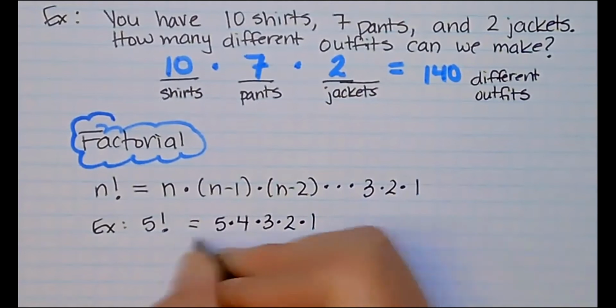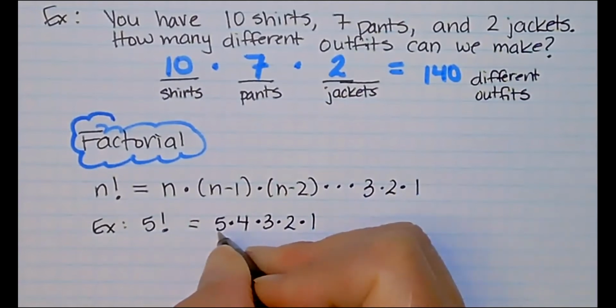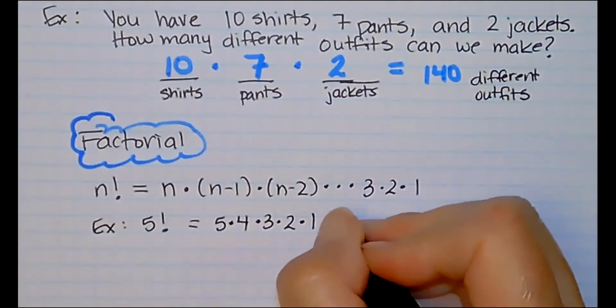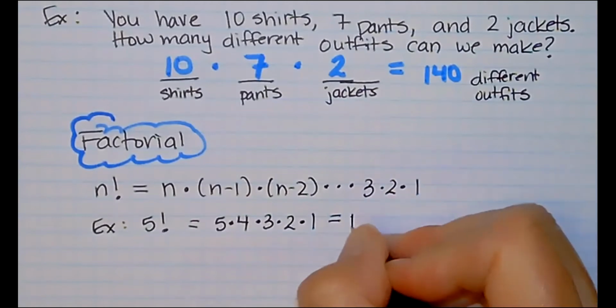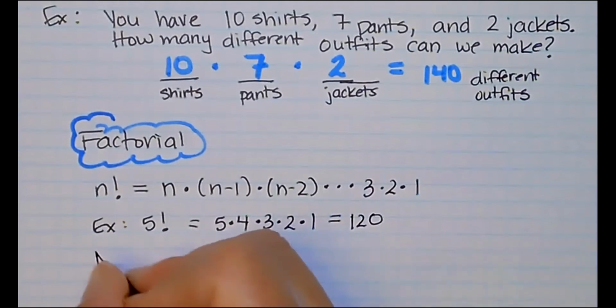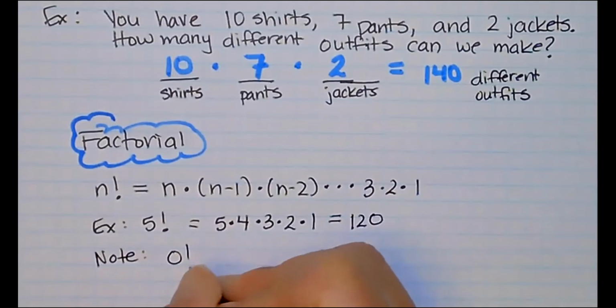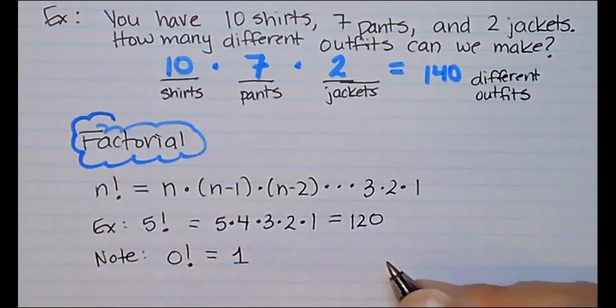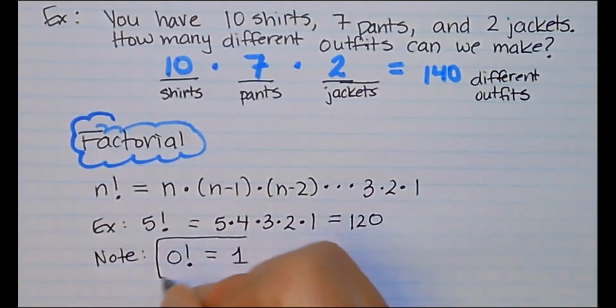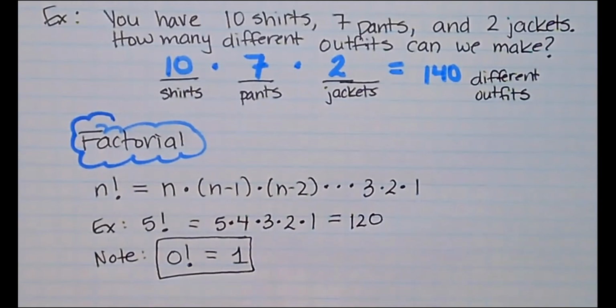So when we're trying to do these problems, it's a little easier for us to type in 5 factorial than have to type in 5 times 4 times 3 times 2 times 1. And in both cases, we're going to end up with 120 as our answer. Now, a little note, 0 factorial is equal to 1. So 0 factorial is equal to 1. So that's something that you want to understand. Okay. So now let's go back to our problems and let's use this information that we just learned.